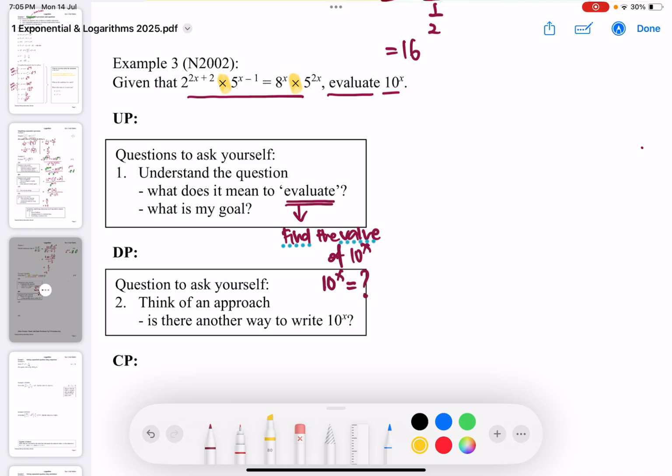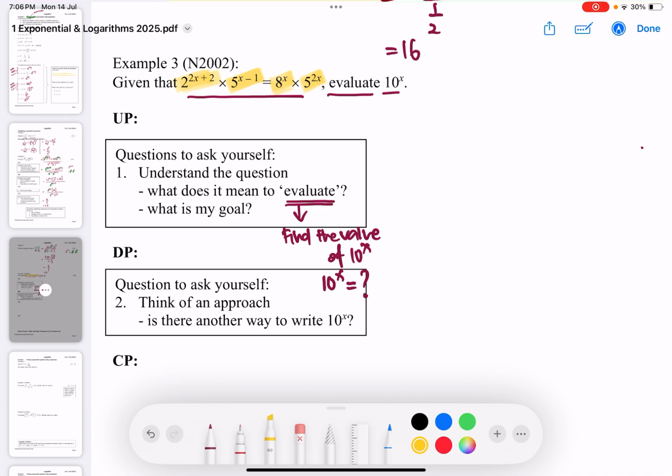However, in order to apply the rules, either the base or the power must be the same. However, here the base on the left hand side, for example, is 2 and 5. 8 can be written as 2 cubed, so base is 2 and 5 as well. So I can't combine these two terms together and these two terms together. So I need to think of how else I can deal with this. But I do realize that this 2 power something and 2 power something can be combined if I write them on the same side of the equation. Similarly, these two can be combined together. Okay, so let's keep this in mind.